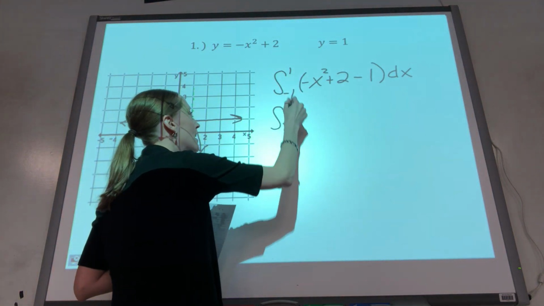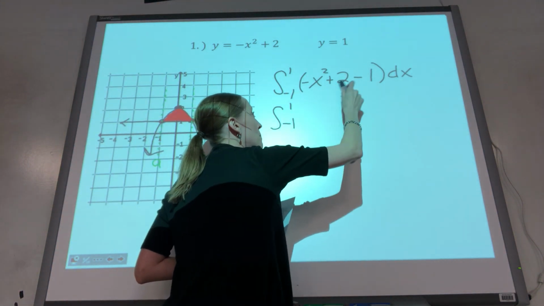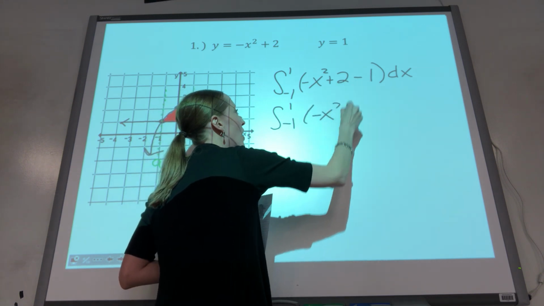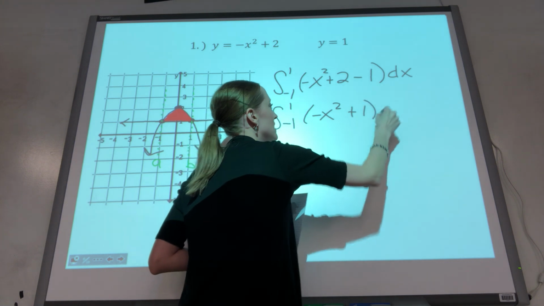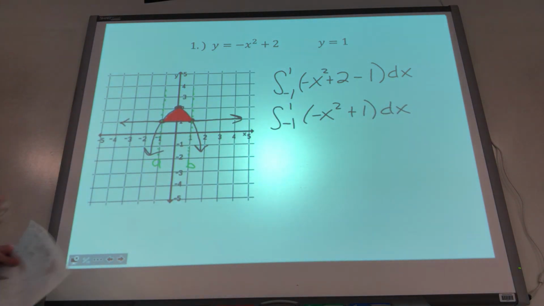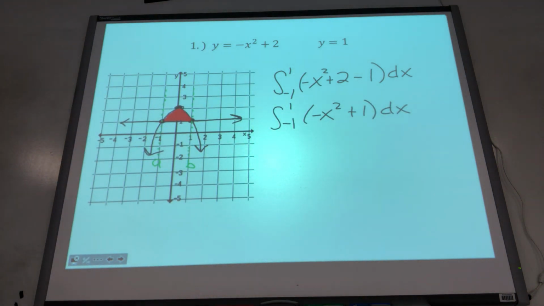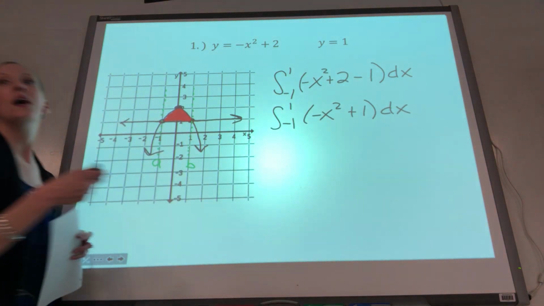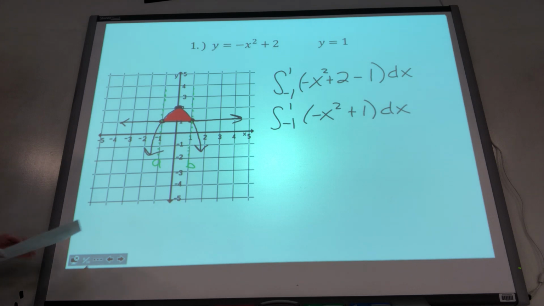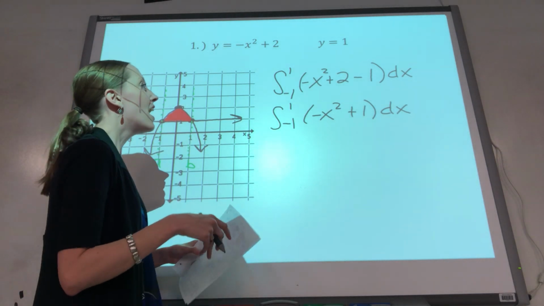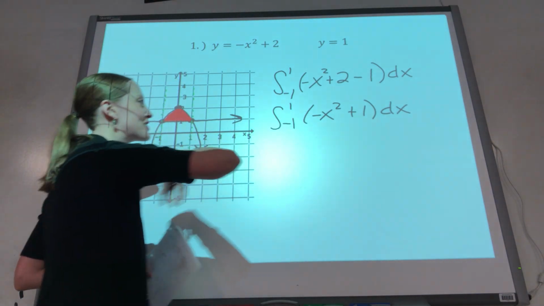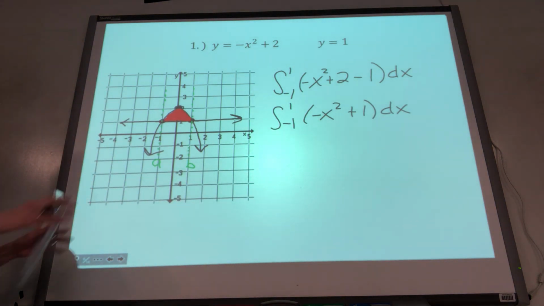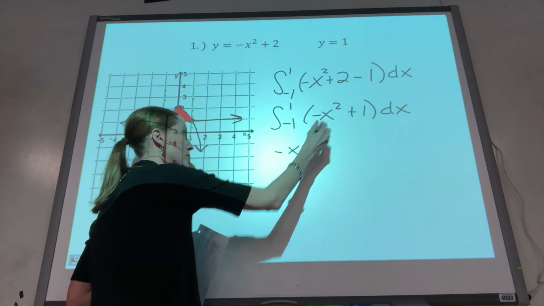I'm going to keep on going here. I should probably combine those like terms. So 2 minus 1, that's just a +1. I like to do that first. Now we should be able to integrate. And compared to the integration that we were doing at the end of chapter 4, the integration today should be much easier. I don't think you're going to have any natural logs or anything to worry about.